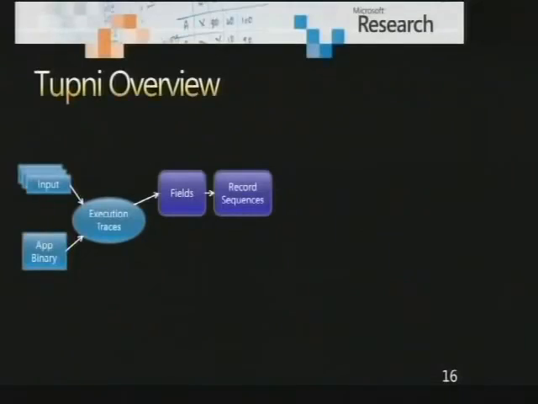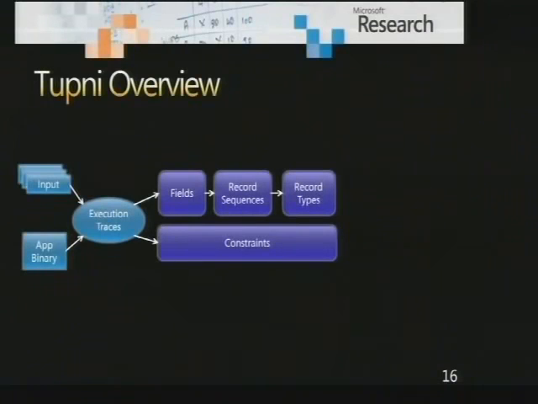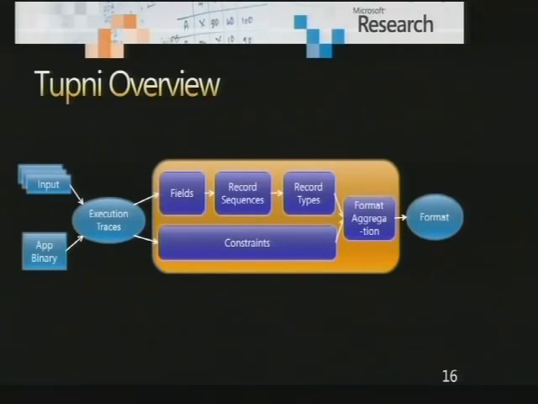Then we work on the execution trace. First, we identify fields. Then we identify record sequences. After that, we analyze record types. Also, we generate constraints based on the execution sequence. At the end, we aggregate the format and derive a format for the input. I will talk about each component one by one.